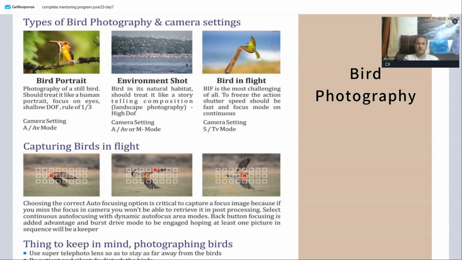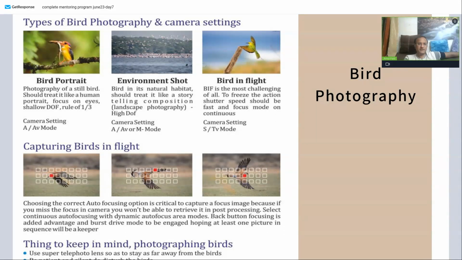So maybe you can help me out with this particular slide, because we are going to discuss bird photography in great detail now. So how to take good bird photographs? That is the topic. First, let us try and understand what are the different types of pictures that you can take of birds, the different styles of pictures.